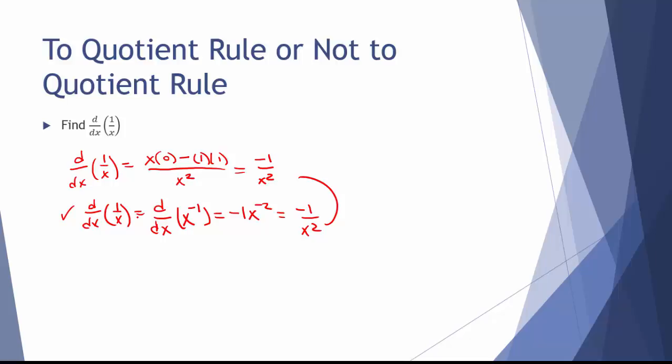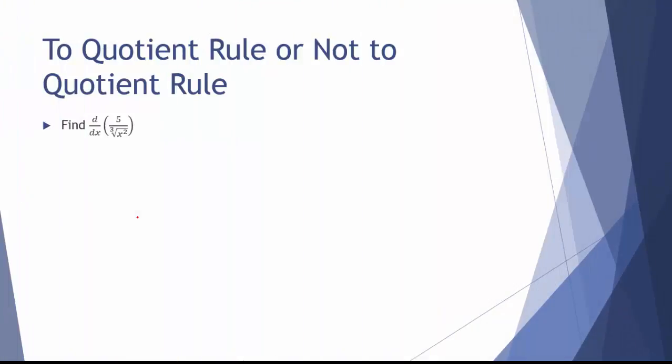Let's take a look at another one. We want to find d dx, the derivative with respect to x, of 5 over the cube root of x squared. Again, when we're taking derivatives that have radicals in them, we need to rewrite using a to the m divided by n equals the nth root of a to the m, which is the same thing as the nth root of a raised to the m. Okay, this is the rule we need to use.